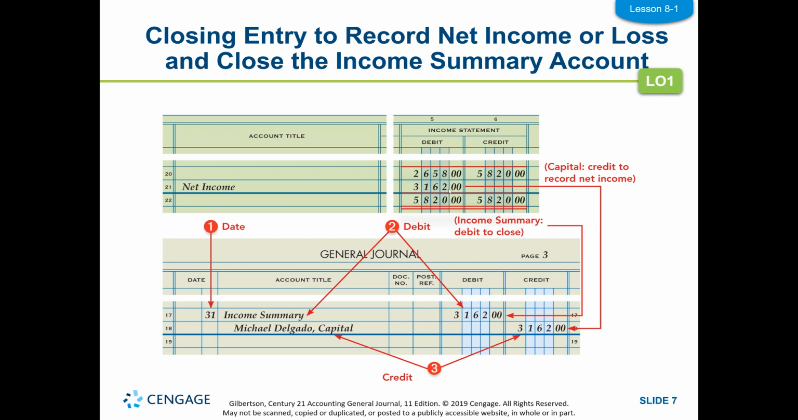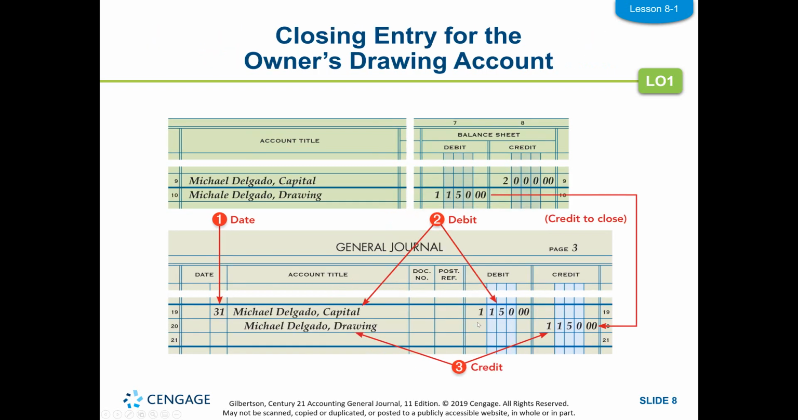The owner. And the owner of this business is Michael Delgado Capital. So Michael Delgado Capital right here is being credited $3,162. I'm going to debit income summary $3,162. When I do that, that gets income summary to a zero balance as well, which is a goal because income summary is a temporary or nominal account as well.